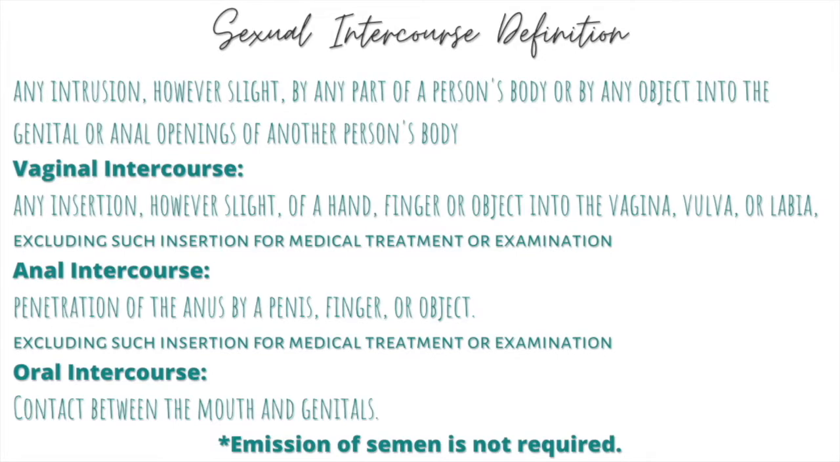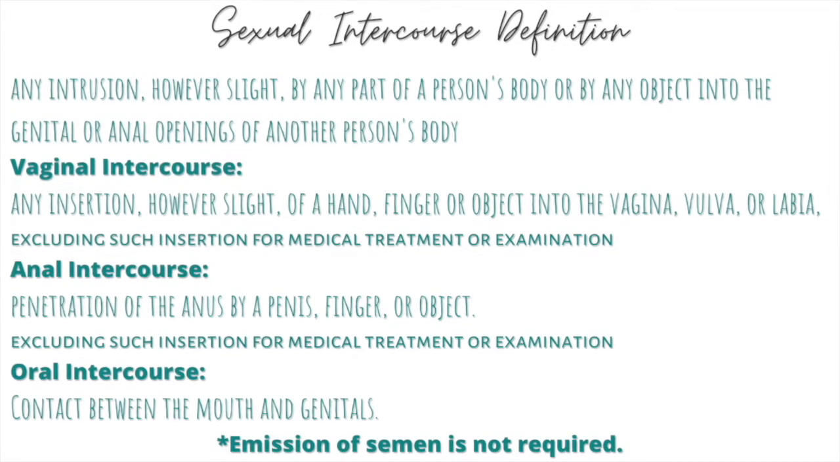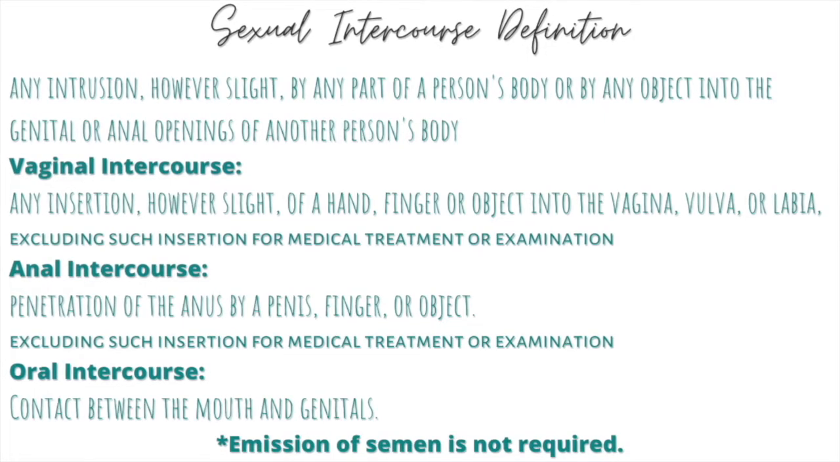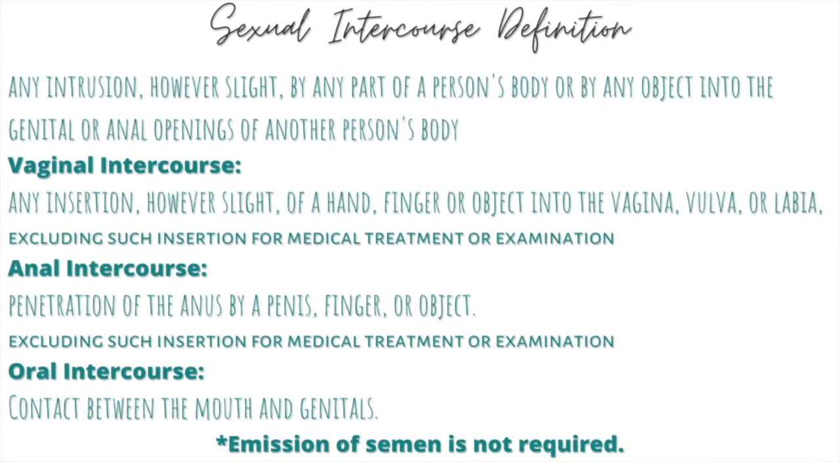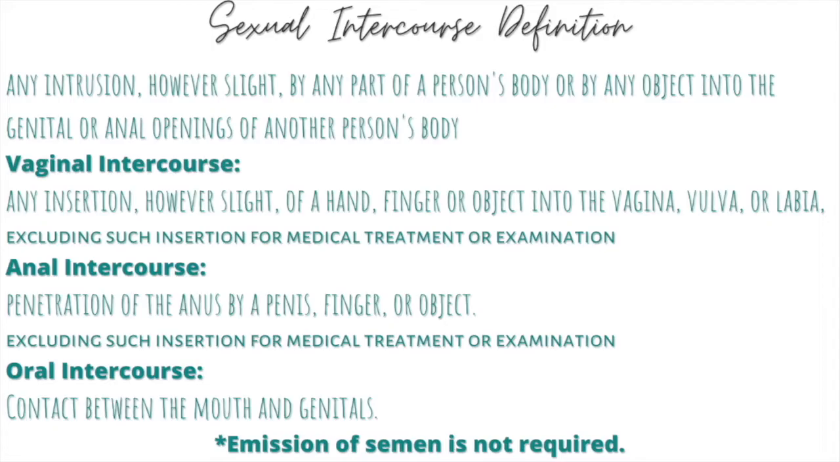Vaginal intercourse, or any insertion, however slight, of the hand, finger, or object into the vagina, vulva, or labia, with the exception of such insertions for medical treatment or examination. Sexual intercourse also includes oral or anal penetration. Emission of semen is not required. So, understanding the definition of sex, we can now move on to what is the definition of rape.